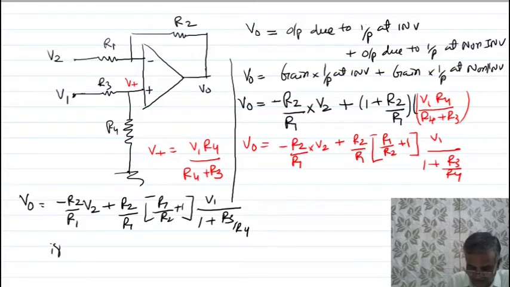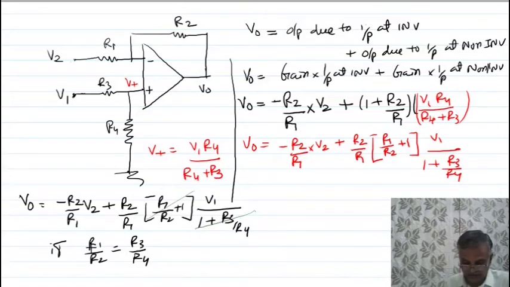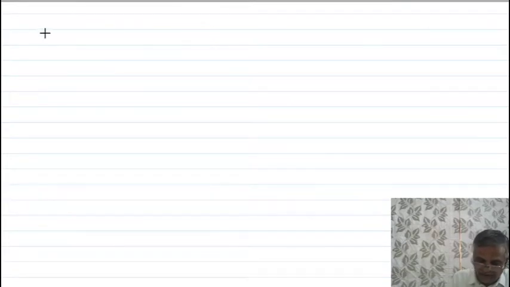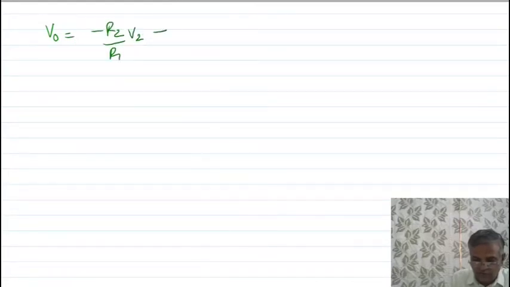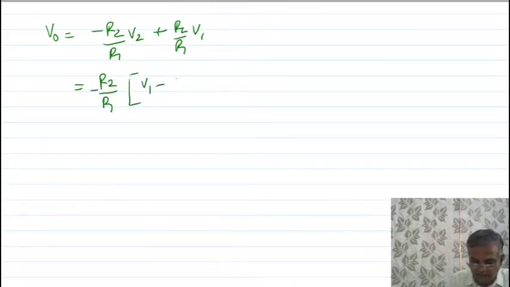If I am taking R1 by R2 is equal to R3 by R4, then you can say this will be cancelled. So I can write, look here, the equation of VO is minus R2 by R1 into V2 plus R2 by R1 into V1. So I am writing the equation R2 by R1 into V1 minus V2.